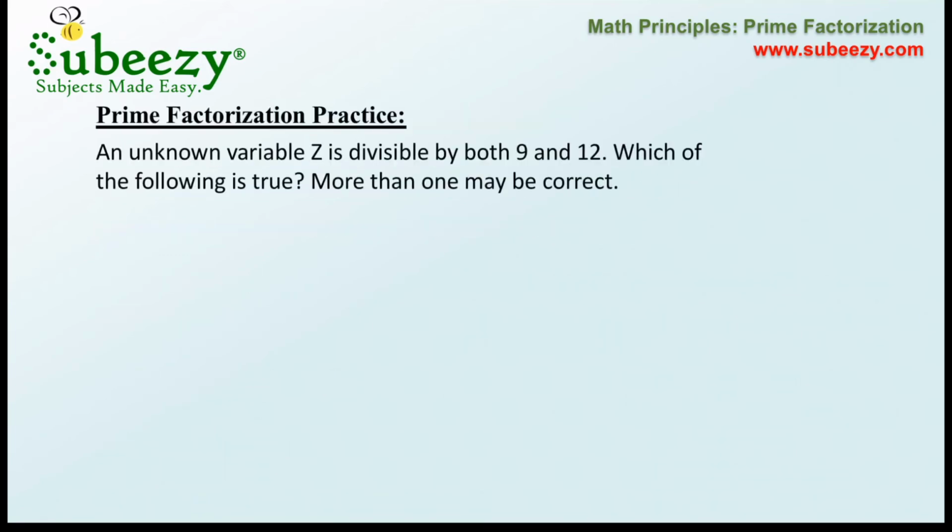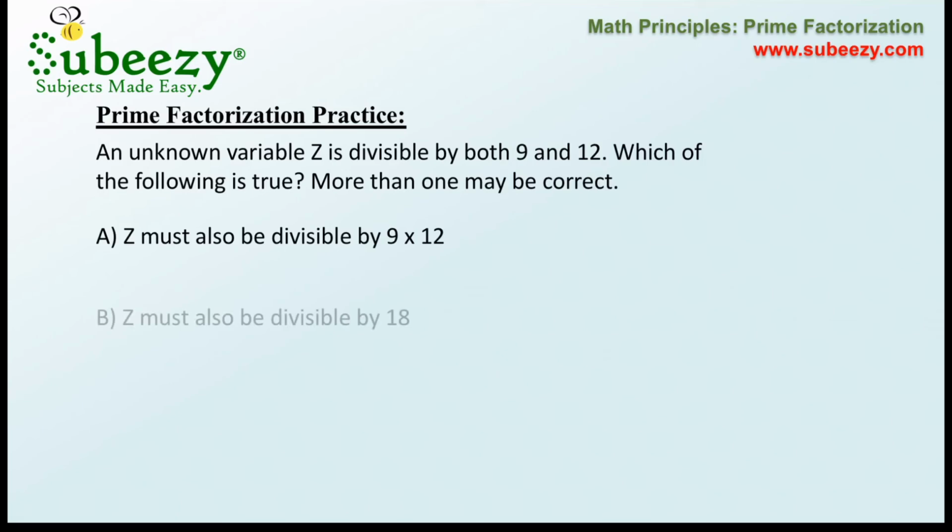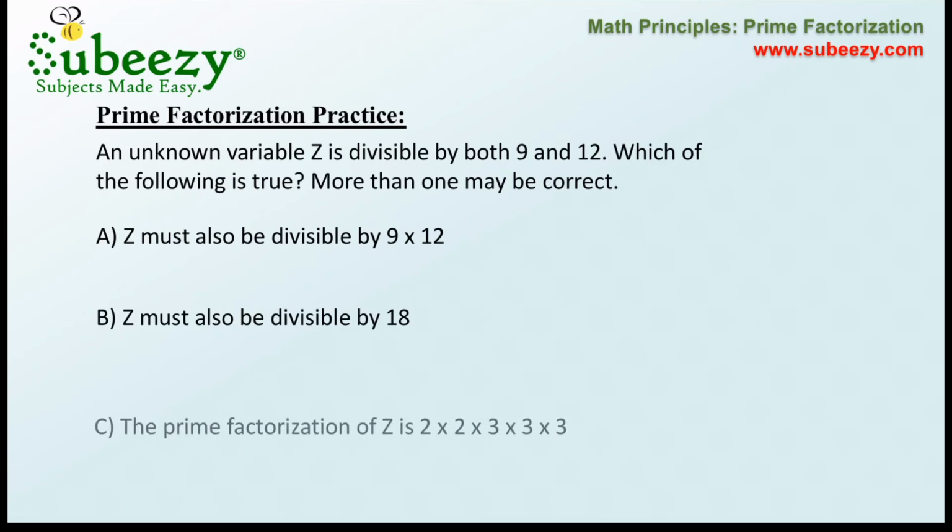An unknown variable z is divisible by both 9 and 12. Which of the following is true? More than one may be correct. A. Z must also be divisible by 9 times 12. B. Z must also be divisible by 18. C. The prime factorization of z is 2 times 2 times 3 times 3 times 3. And D. Z is an even number.